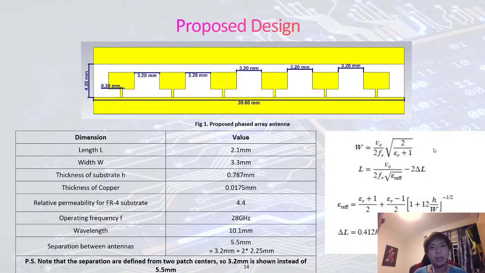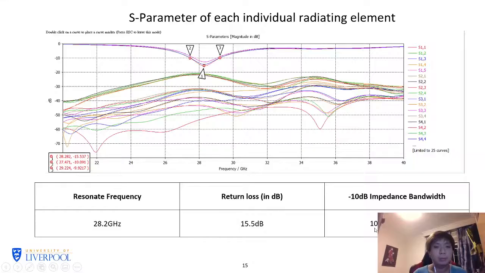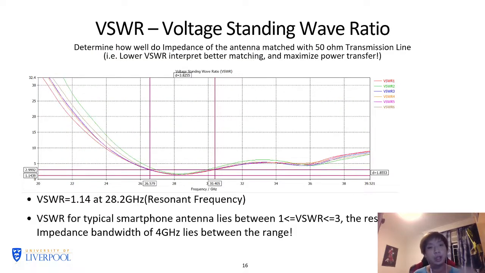And here is the dimension calculated by these equations, and this is the S parameter performance, which has a resonating frequency of 20.8 GHz, with a return loss of 15.5 decibels. If we consider the 10 dB impedance bandwidth, it has 1 GHz bandwidth, which is quite large. And the VSWR is used to consider how well the impedance of the antenna matches the 50 ohm transmission line, and the lower the VSWR the better.